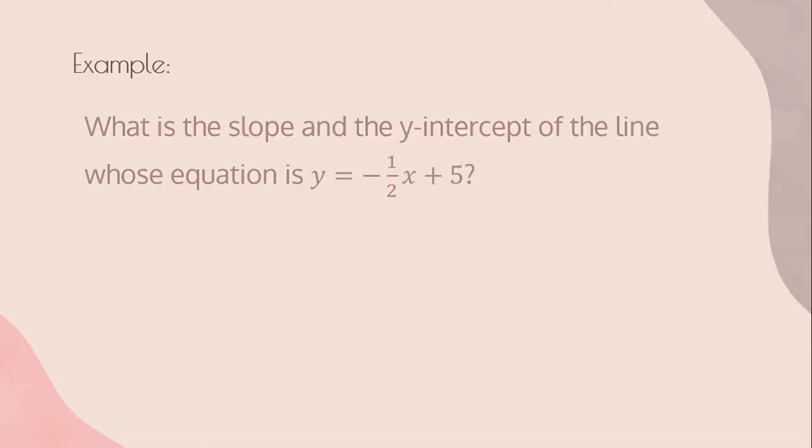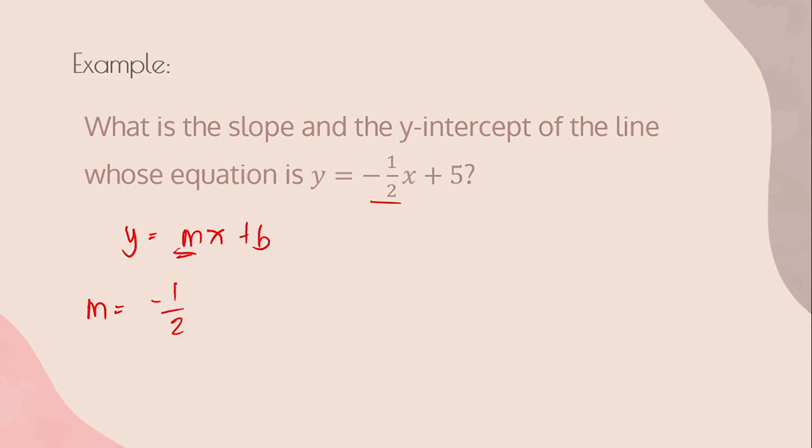So let's have an example. What is the slope and the y-intercept of the line whose equation is y is equal to negative 1/2 x plus 5? So given the formula y is equal to mx plus b, we have here y is equal to negative 1/2 x plus 5. We already know that m is your slope, therefore m is equal to negative 1/2.